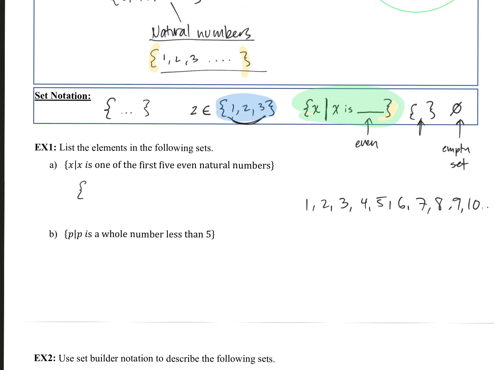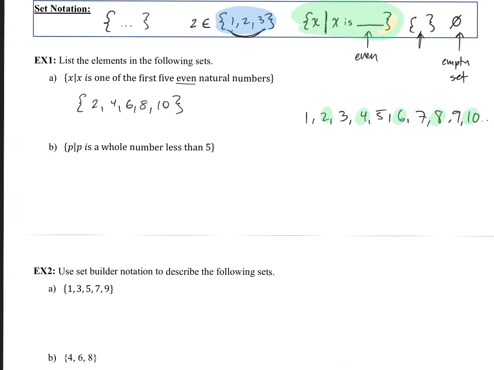We'll see. And then I want the first 5 even ones. So which ones are even? 2, 4, 6, 8, 10. And let's see, how many is that? 1, 2, 3, 4, 5. Hey, there we go. So we have the first 5 even ones: 2, 4, 6, 8, and 10. And there we have that set. That is the set that we are describing.